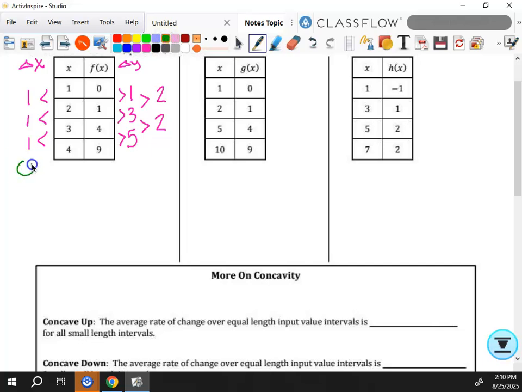Okay, so here's how we answer this. We say it's quadratic. Okay, got to answer the question first. Then we can go on to say average rates of change of f.